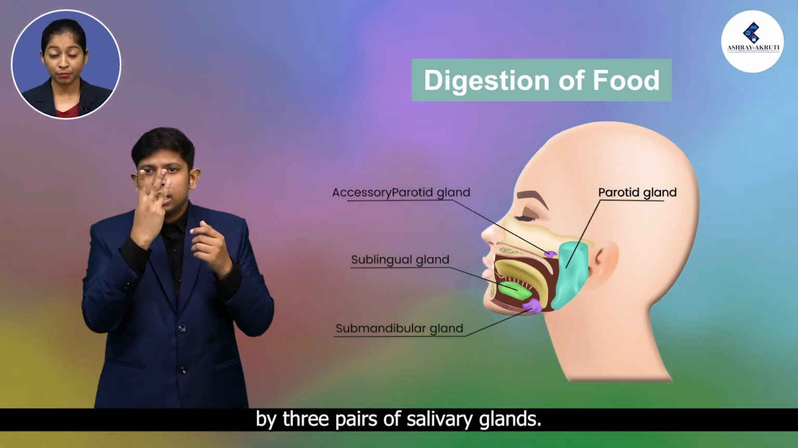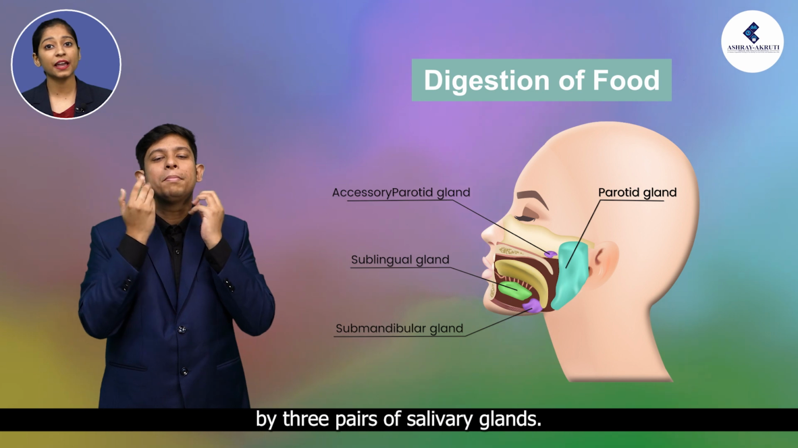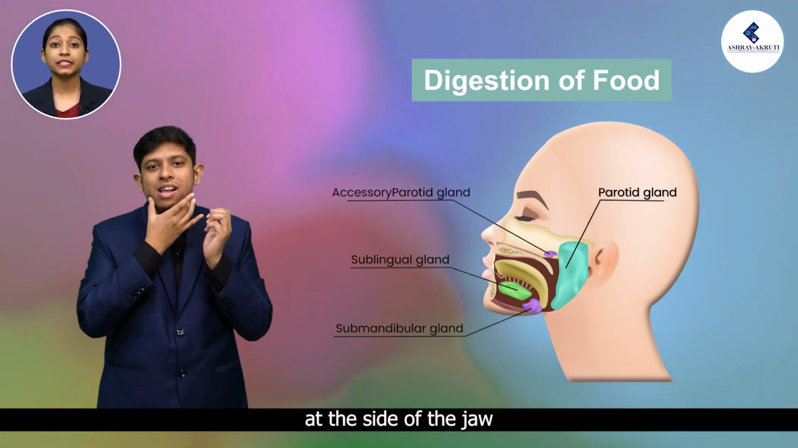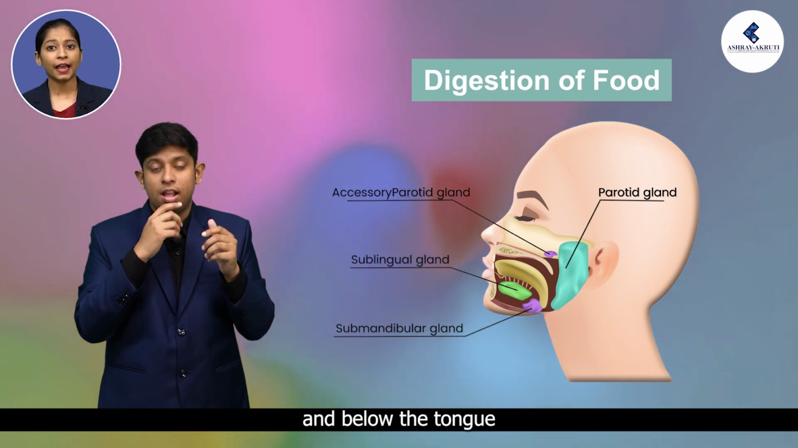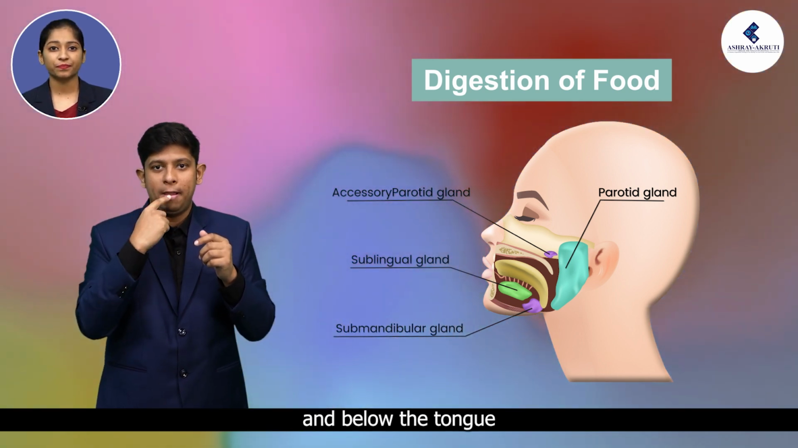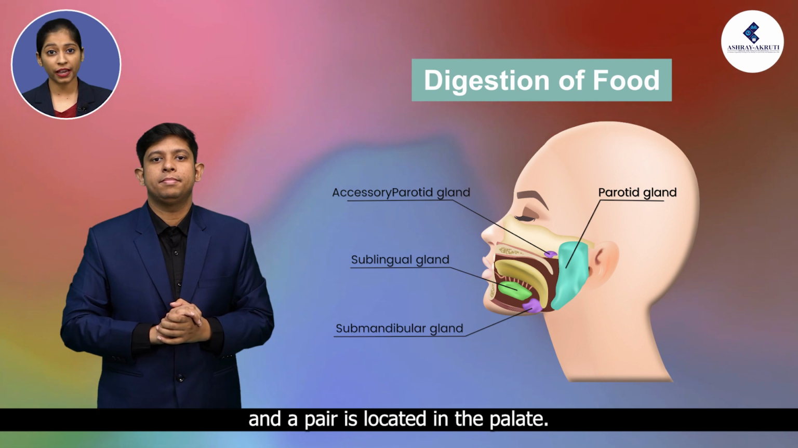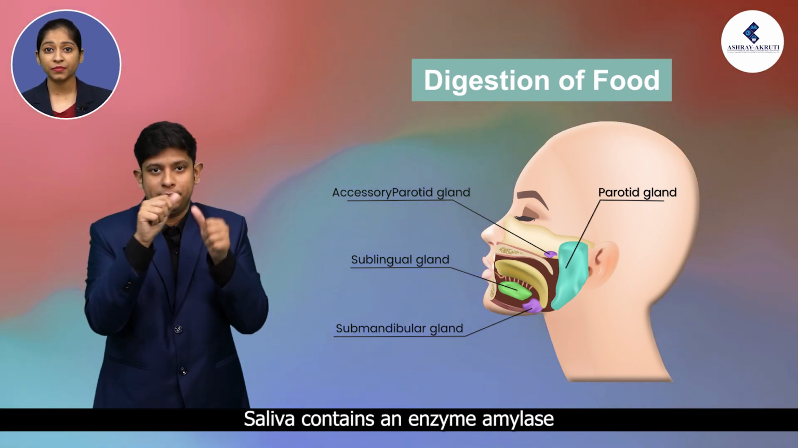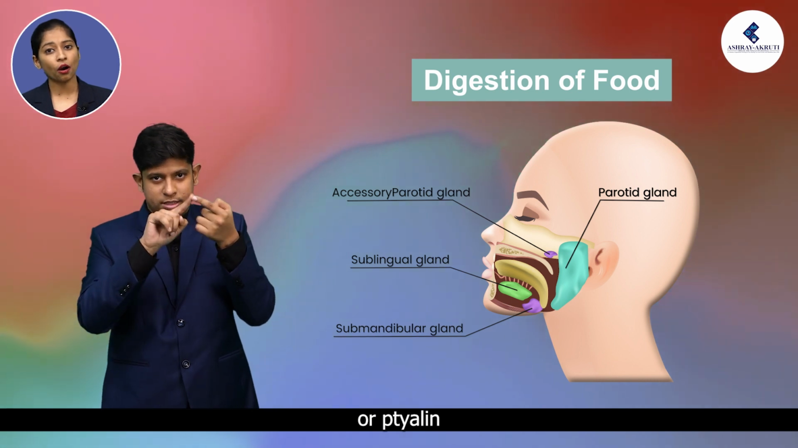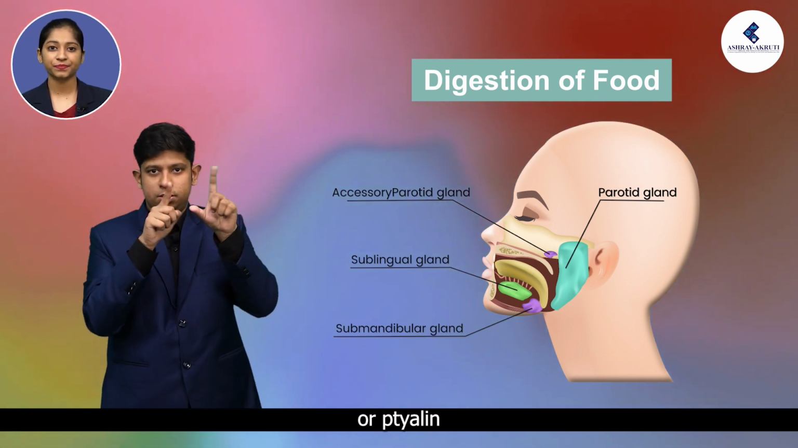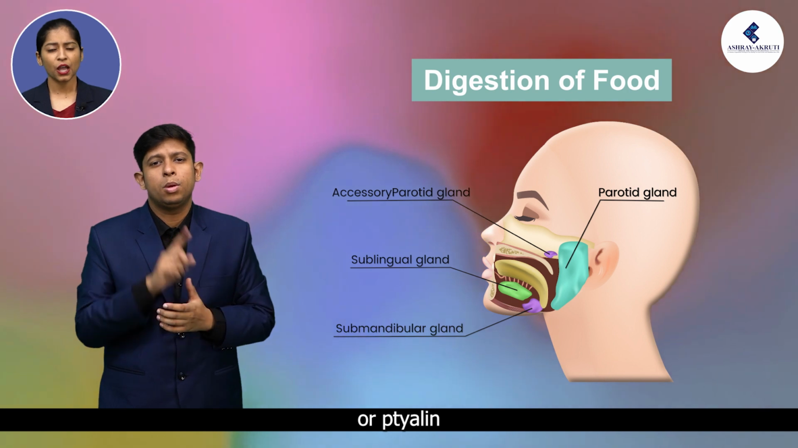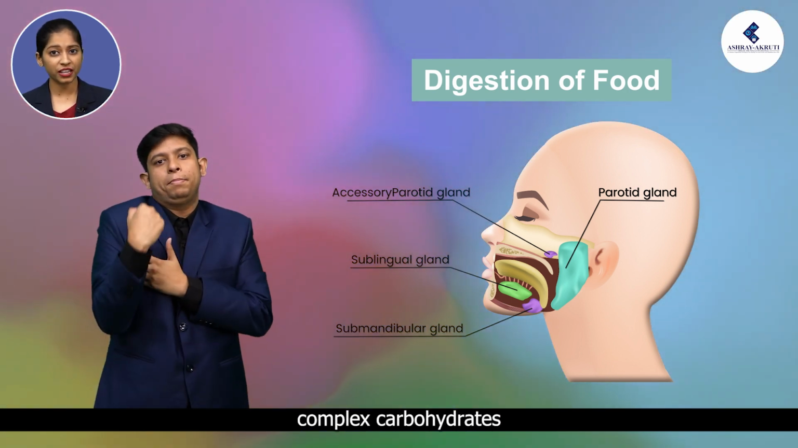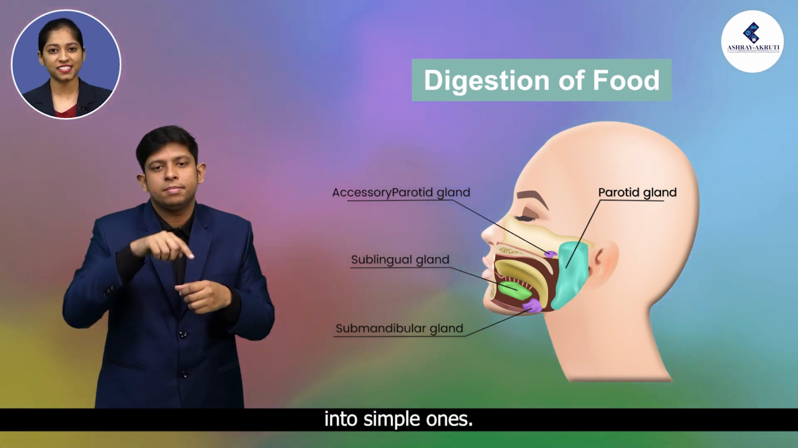Saliva is secreted by 3 pairs of salivary glands. 2 pairs are located at the side of the jaw and below the tongue, and a pair is located in the palate. Saliva contains an enzyme amylase or ptyalin, which helps in the breakdown of complex carbohydrates into simple ones.